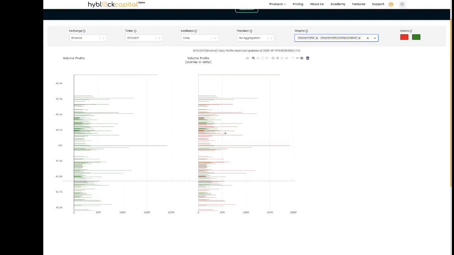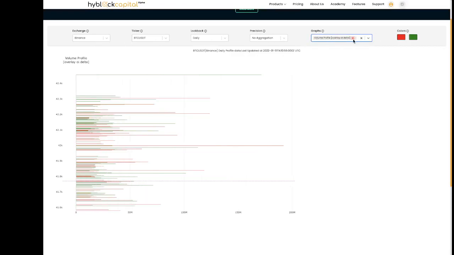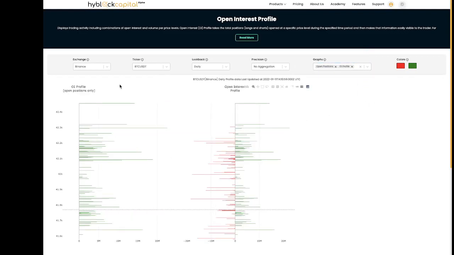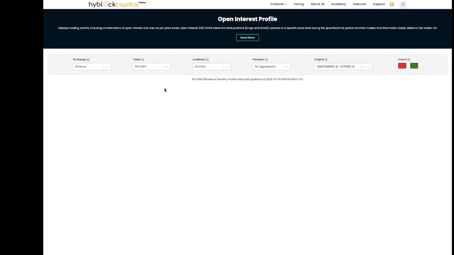I'd now like to spend some time to go over some of the other settings. So let's go back to our original graphs. Okay. We support multiple coins across different exchanges, which you can see here. We also have various look back options that range from daily to max available. We can take a look at this setting by clicking on monthly.